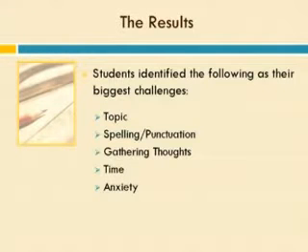What we found from the survey was rather surprising. There were 5 major areas that the students identified that they are concerned about. The first one is the topic, then spelling and punctuation, gathering their thoughts prior to writing the essay, making the best use of their time, and then just overcoming anxiety on the test itself.